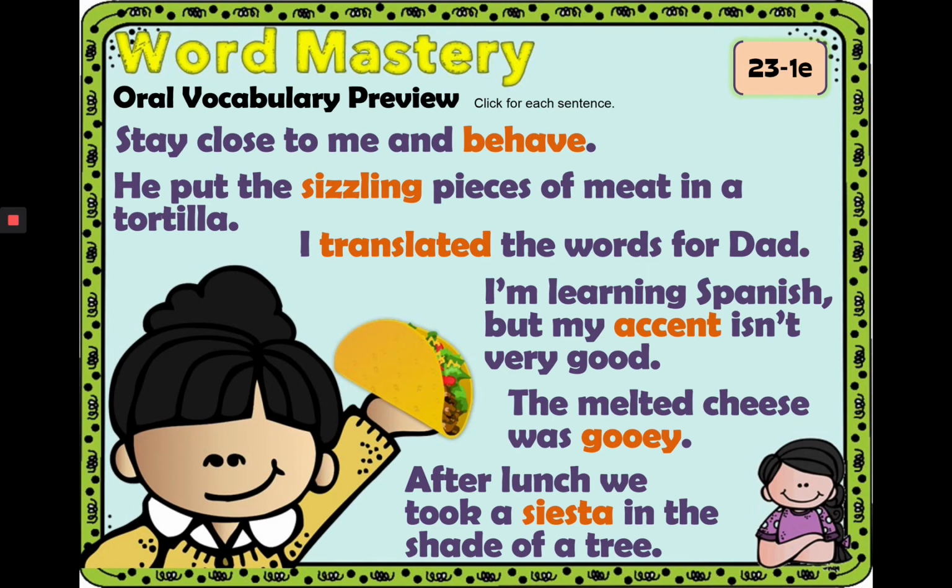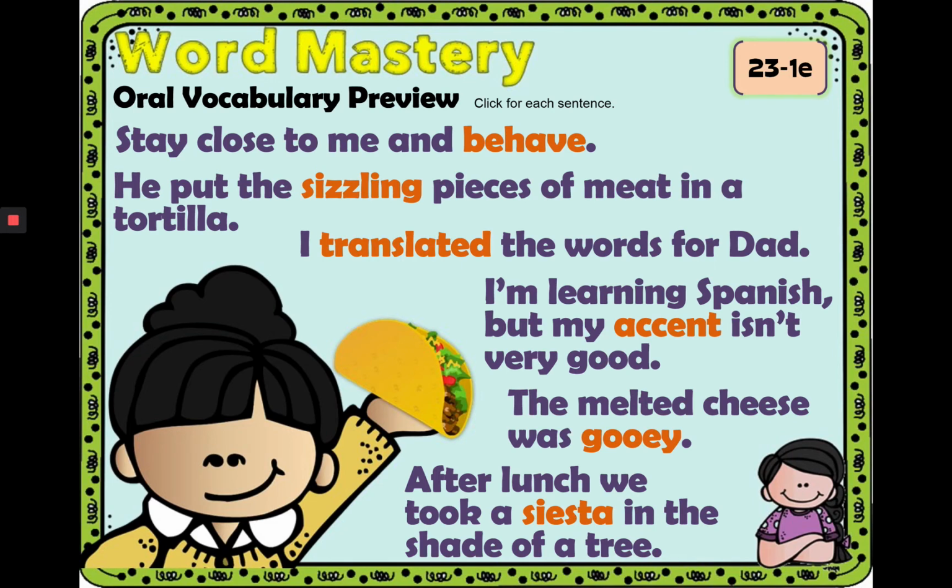So we're going to go through and starting at the first one, behave. You know what behave means, first graders. It means doing what you're supposed to be doing. Okay, it's what someone asks you to do. It's behaving. It's what you are expected in your behavior. Okay, sizzling means really hot and just came out of a pan probably, or maybe out of the oven. It means almost dangerous, but it's sizzling because it's so nice and warm. So he put the sizzling pieces of meat in a tortilla. It means they're hot still.